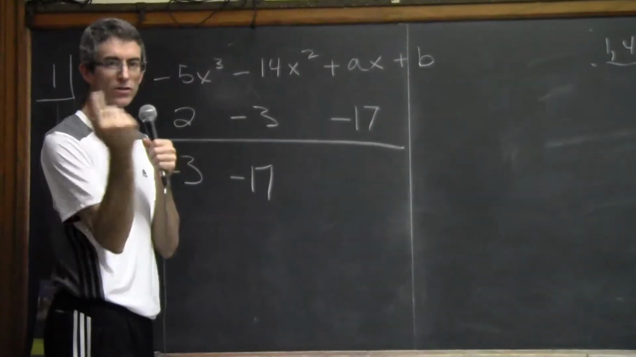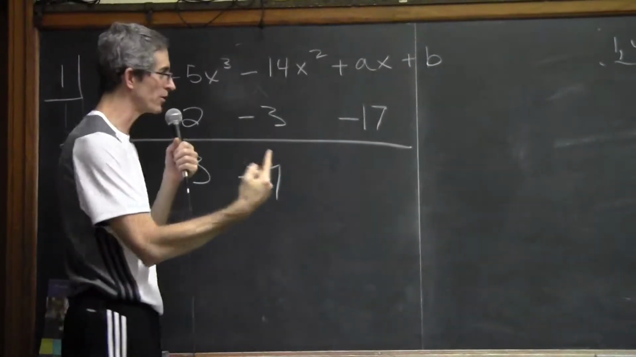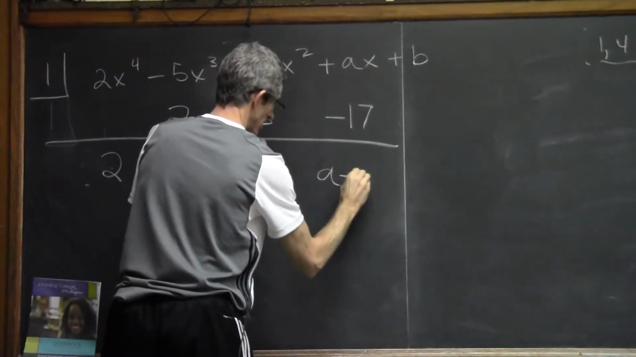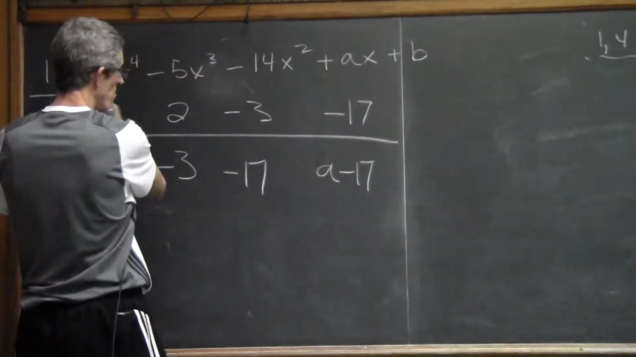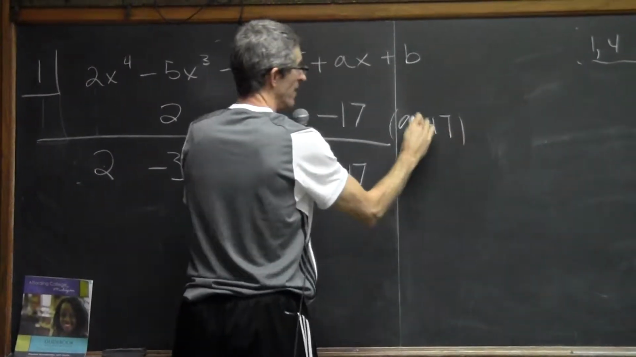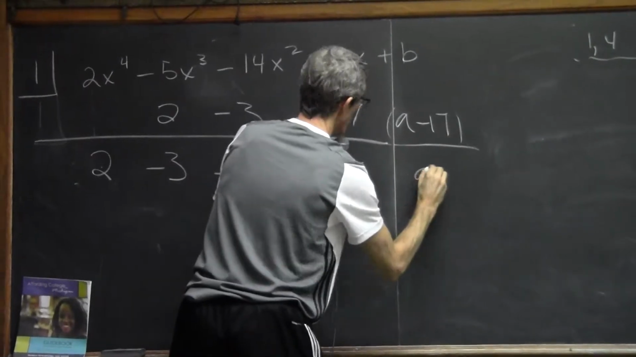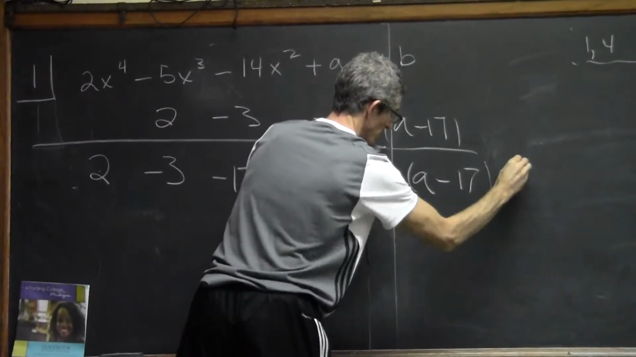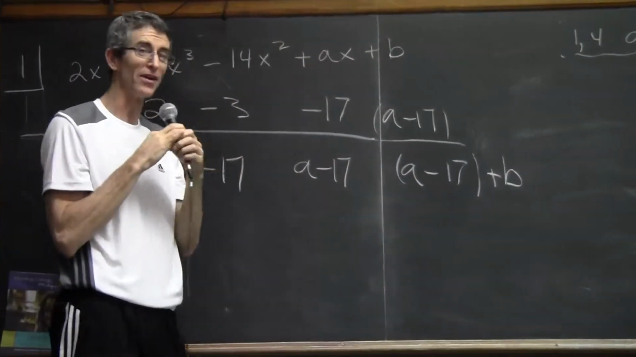Now this is where you had that little sound, the record scratching. What do you do here? Don't freak out. A and negative 17, a minus 17. Just keep going, multiply that. A minus 17, right? And then add those together. And a minus 17 plus b. So you're kind of stuck right here.